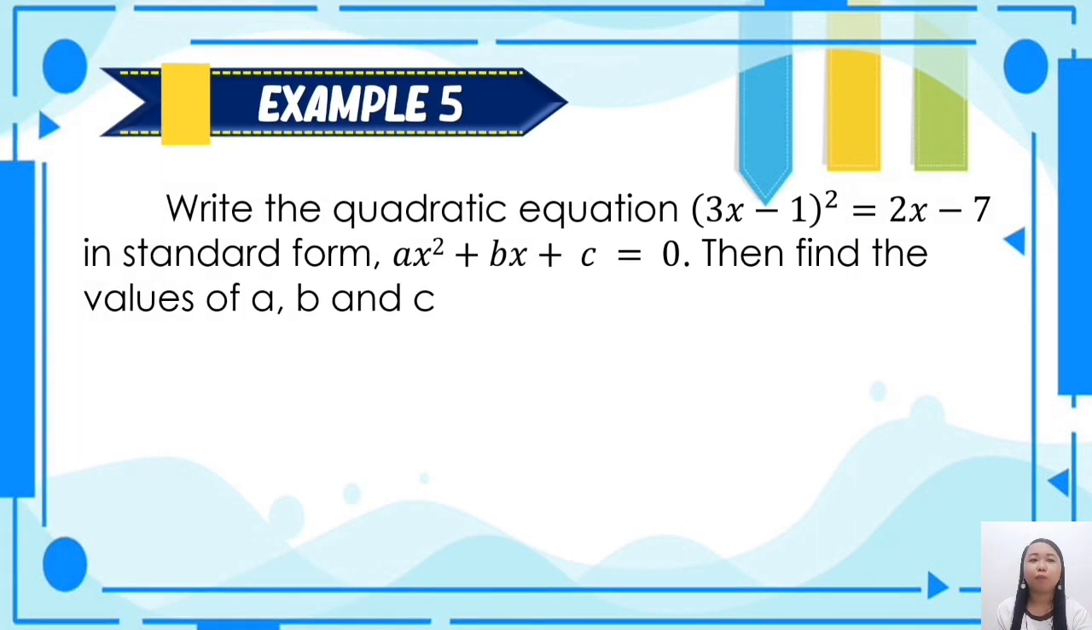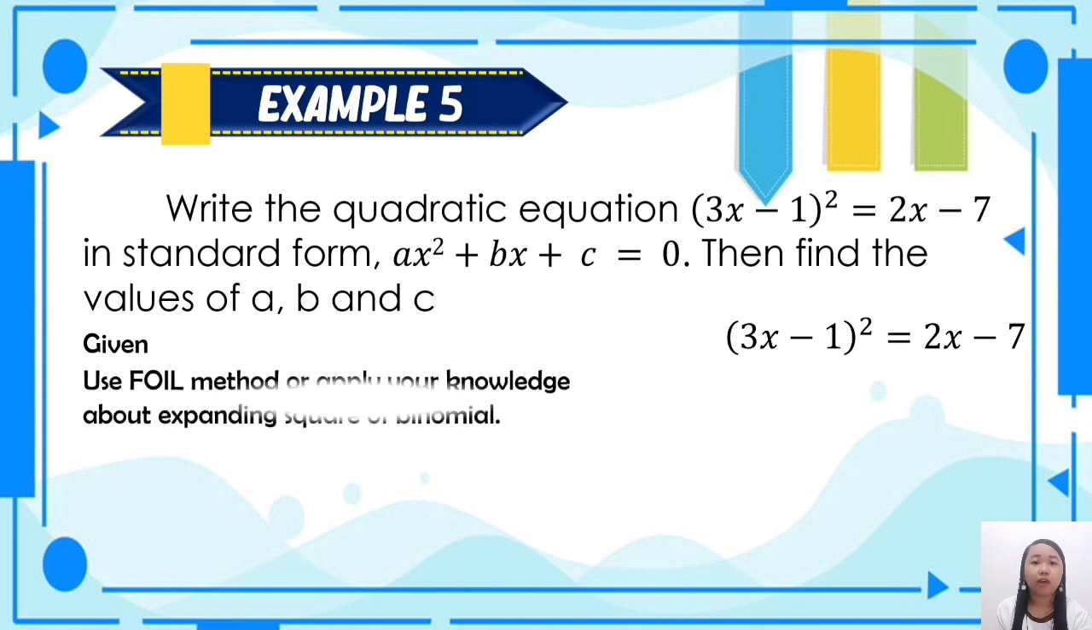Next, example number 5. Write the quadratic equation: the quantity of 3x minus 1 squared is equal to 2x minus 7. So again, apply the FOIL method or expand the square of the binomial. So we have 9x squared minus 6x plus 1 is equal to 2x minus 7.